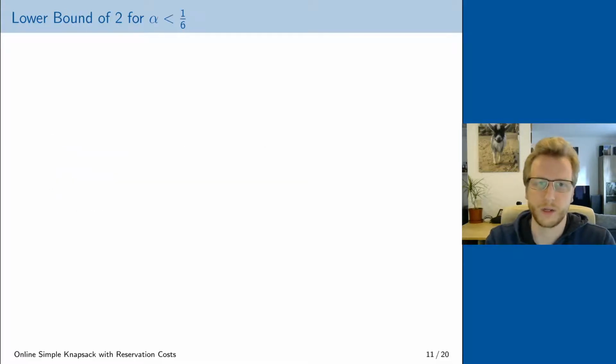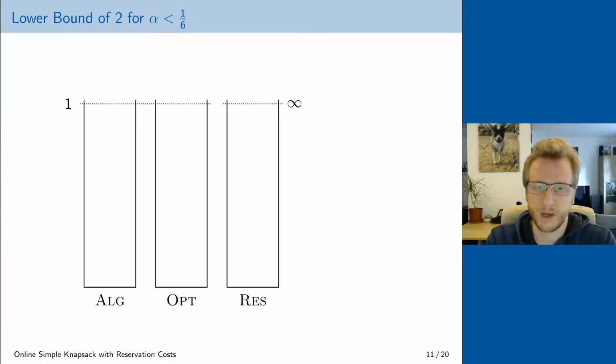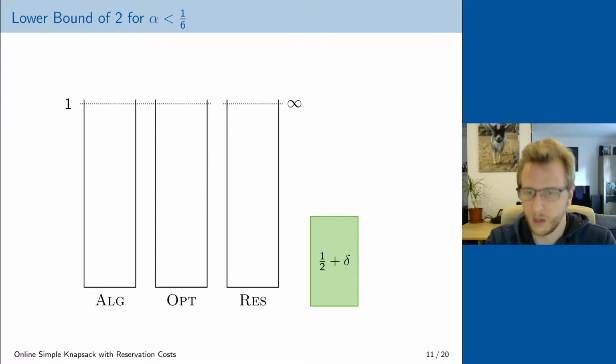And as I already announced, this is a lower bound of 2 for alpha smaller than 1/6. And we have a familiar picture of the two knapsacks of our online algorithm, the optimal offline algorithm, and our reservation depot. And the instance starts by presenting an item of 1/2 plus delta for some very small value of delta. Now, every algorithm has three options now. It can pack this item, it can reject this item, or it can reserve this item. And we simply go over all options here.